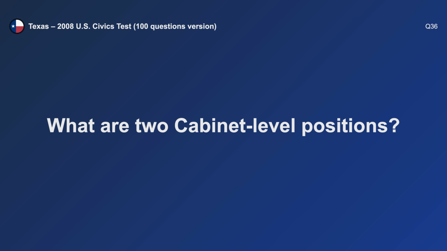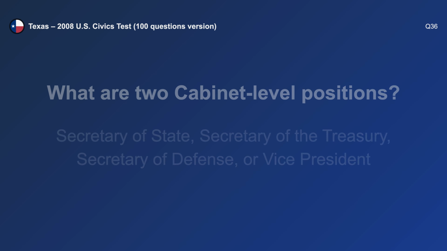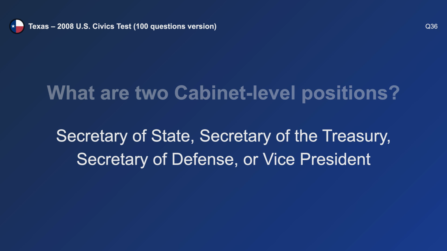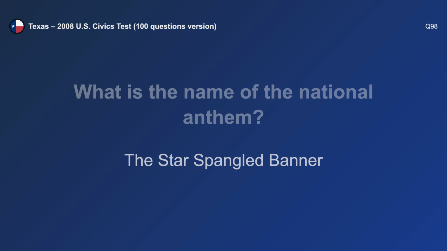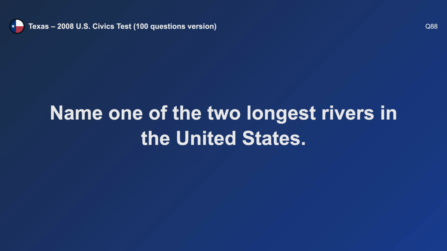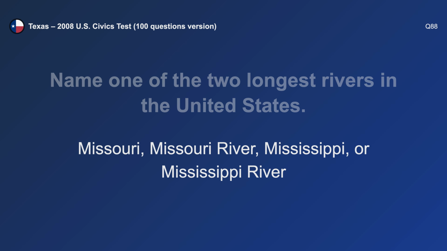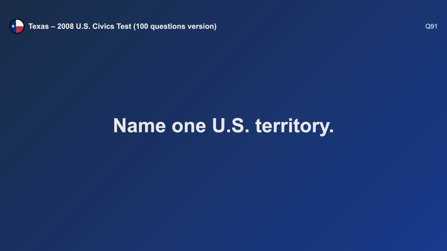What are two cabinet-level positions? Secretary of State and Vice President. What is the name of the national anthem? The Star-Spangled Banner. Name one of the two longest rivers in the United States. Mississippi. Name one U.S. territory.